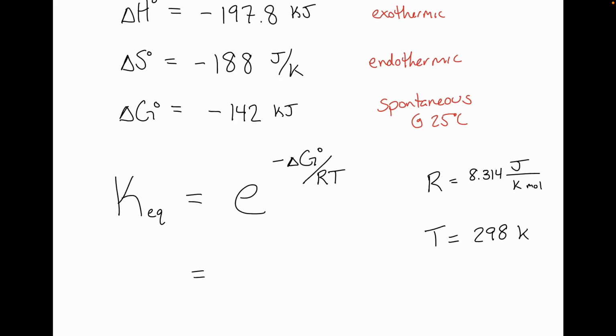So plugging this into this equation here, we're going to do e to the negative of our delta G value. So that becomes positive 142. Again, this is kilojoules, which I want to keep in mind, because then I'm going to divide by 8.314 over 1,000 times that 298 K.